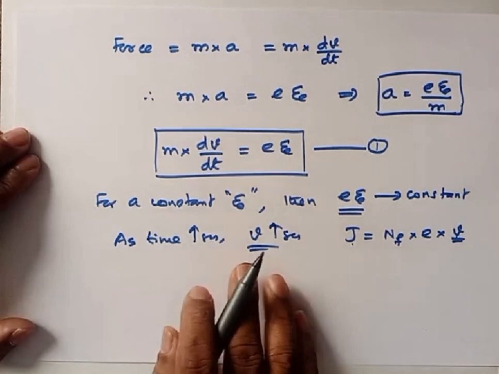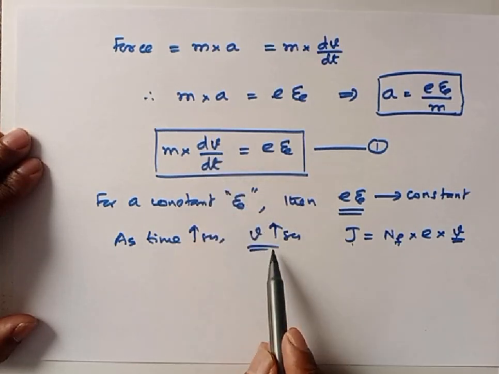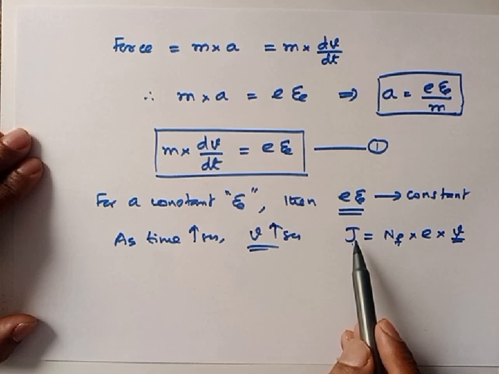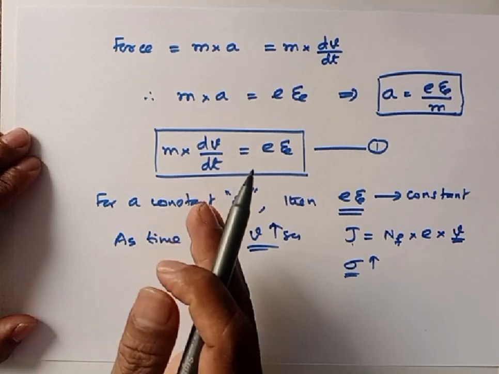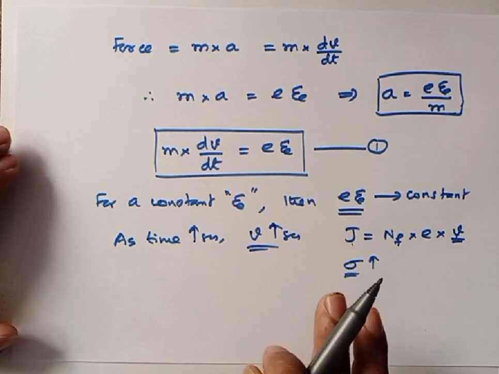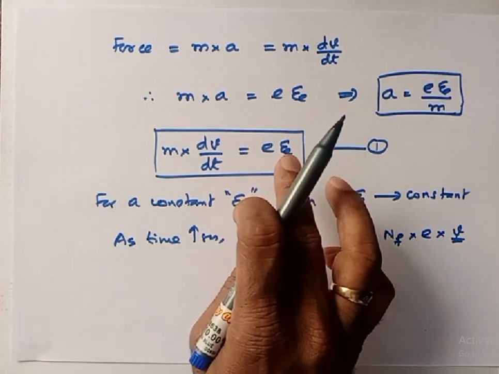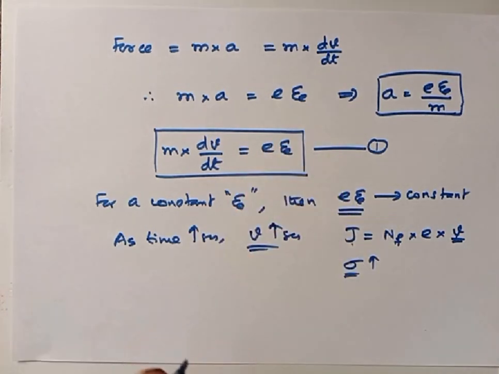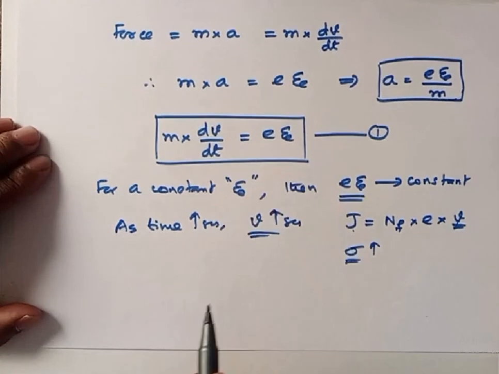What I'm trying to say here is that, listen, as time increases, according to this equation, V should increase. If V increases, J should increase. If J increases, conductivity should increase. But you know very well, at a given temperature, a given material or metal has a constant conductivity value. Conductivity value is not increasing continuously. So there exists some other force which will make the electron attain some constant value. The velocity of the electron will attain some constant value. So in order to explain that, Drude introduced a term here.